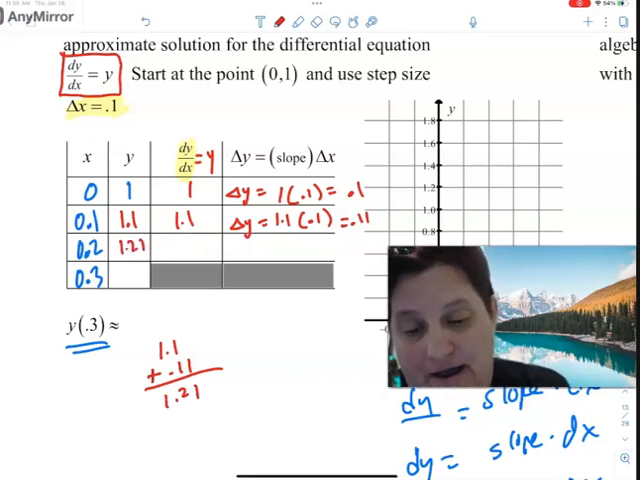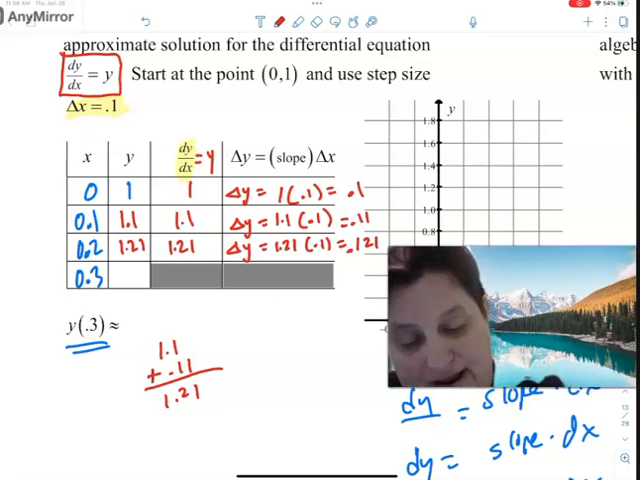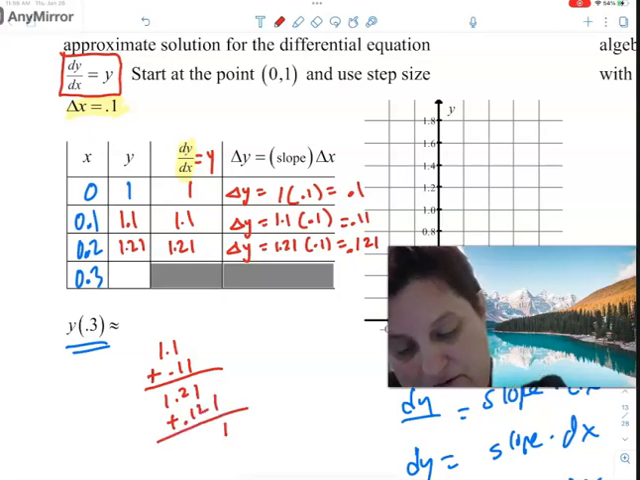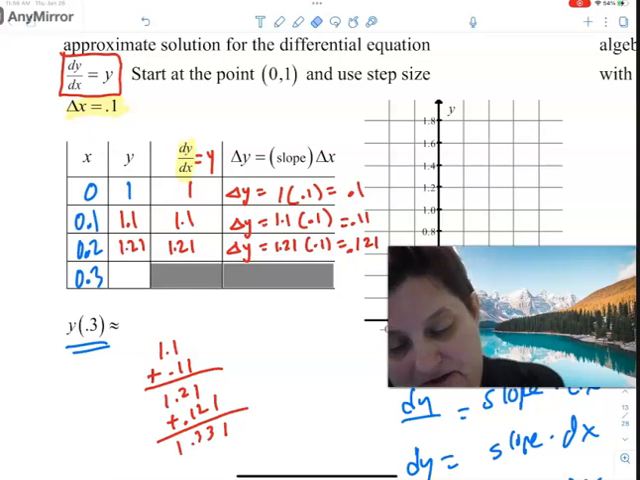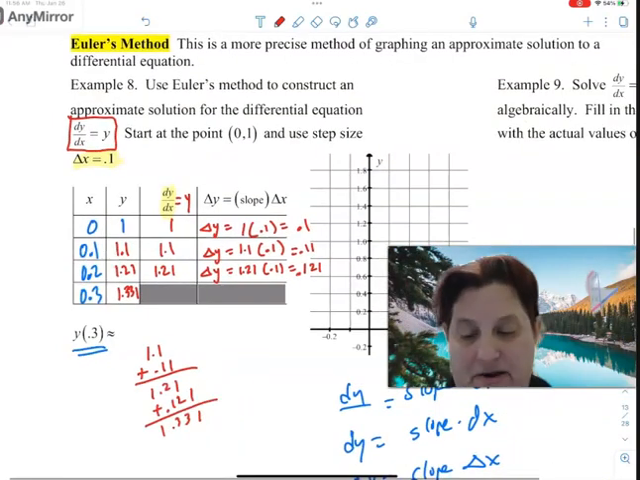And now my slope is y, so my slope is 1.21, my dy dx. The change in y is this new slope times the change in x. Well, 121 times 1 is 121. Move the decimal place 2 times, it's 0.121. And now I'm taking this and adding 0.121 to 1.21. I get 1.331. All right, so I was able to fill out my chart.